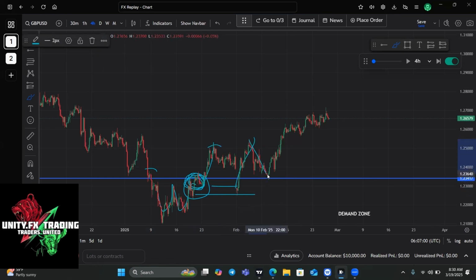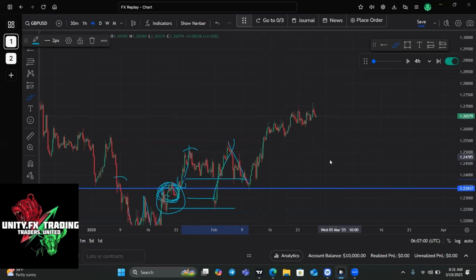and then price came back to the very same demand that was formed here, and from there, what are we looking for? We are looking for our buys. Where are we looking for our buys? We are looking to take our buys here on this current demand zone.